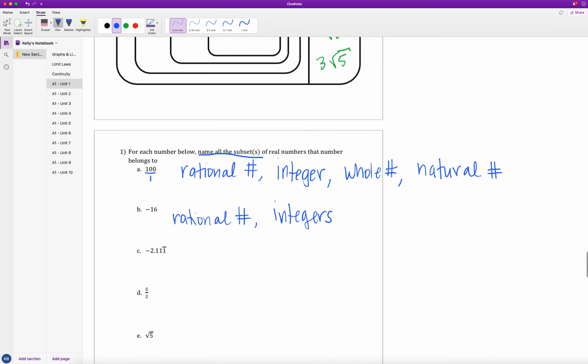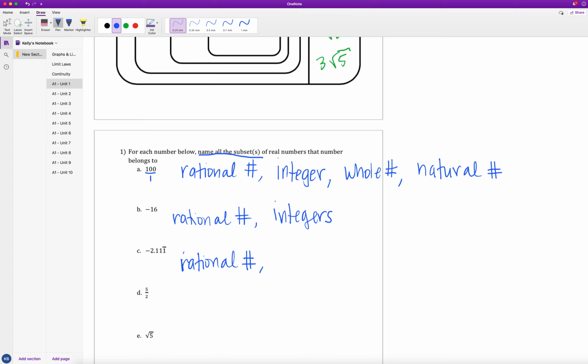Okay, let's look at example C. Example C says negative 2.111 repeating. First thing I have to decide is it rational or is it irrational? Why don't you guys pause the video and make a decision on if it's rational or irrational. Okay, part C. This is a rational number because although it's not written as a fraction, it is a terminating decimal, or in this case, a repeating decimal. So negative 2.111 repeating is a rational number.